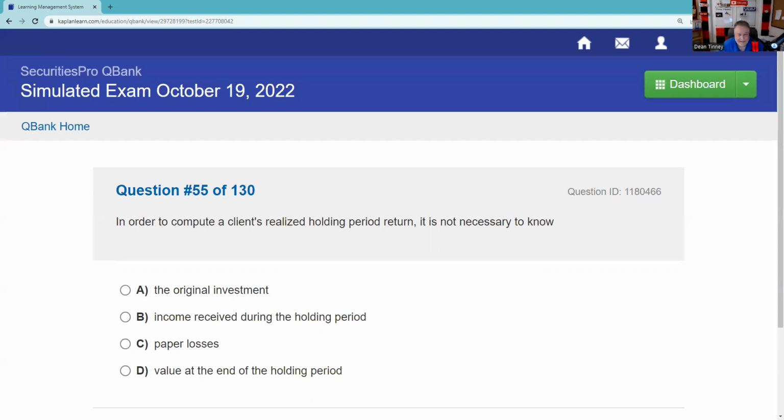He said, Dean, they didn't ask me to do the math. I was able to figure it out, but they asked me just to recognize simply the input or output, not actually do anything. And he struggled a little bit. So in order to compute a client's realized holding return, it's not necessary to know.